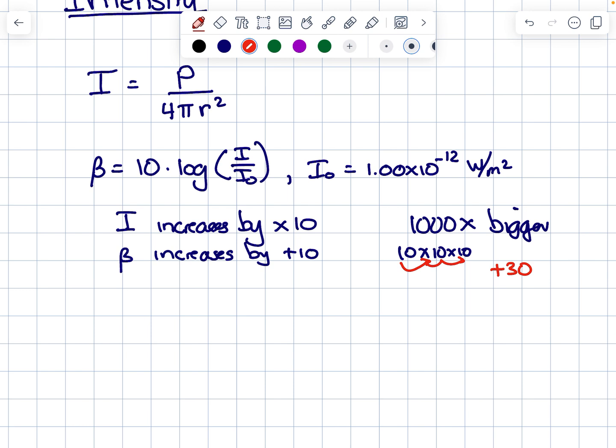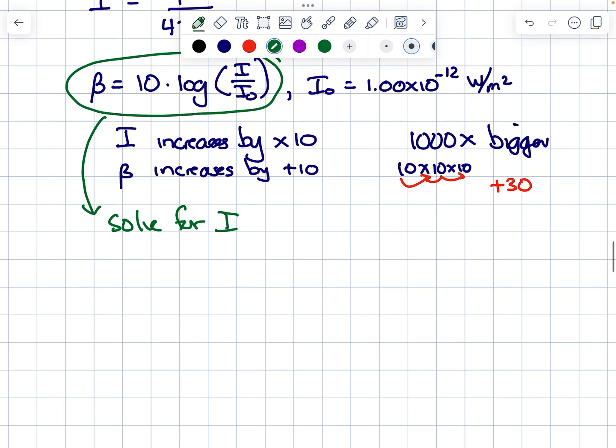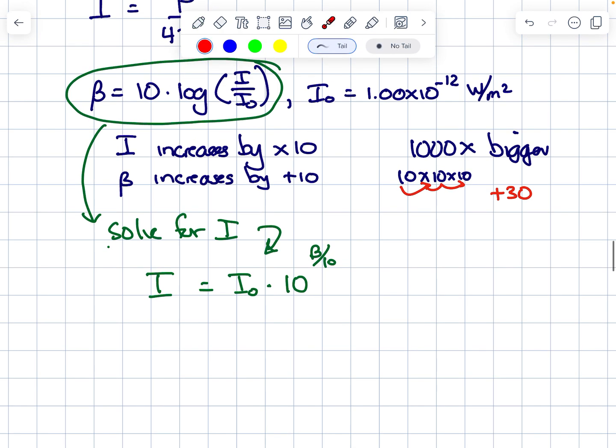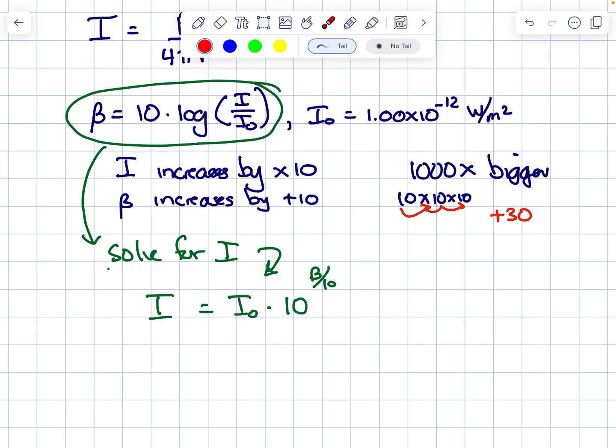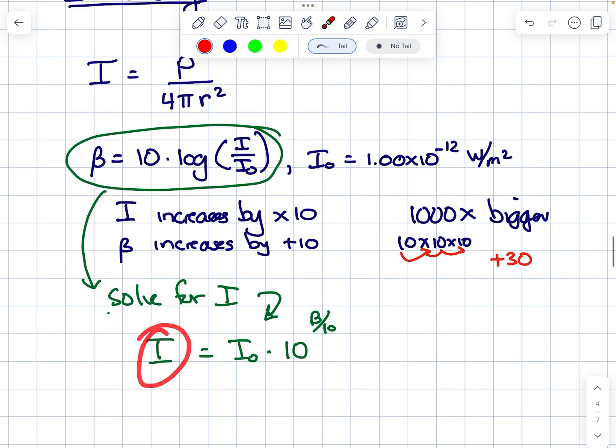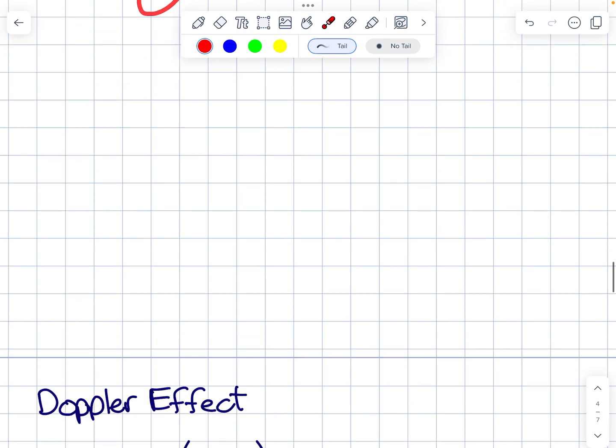Now, this equation here is kind of complicated, and so we gave you a shortcut. If your plan is to solve this equation for I, the shortcut is that I can be found by taking I0 times 10 to the power of the sound level divided by 10. So the solution to that equation is this equation here, and you can put that in your toolbox and use it, okay? So you can calculate the intensity if you happen to know the decibel level, all right?